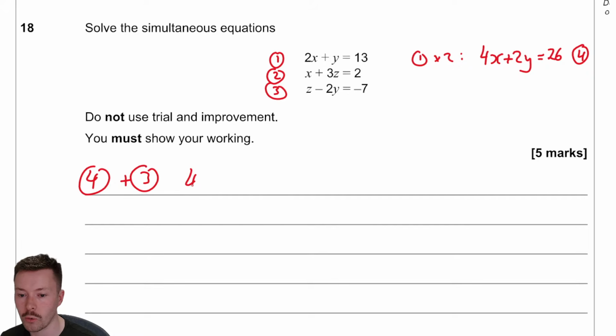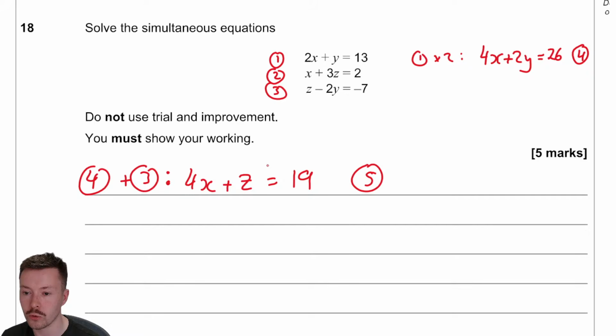So we get 4x add z. Minus 2y add 2y cancels. 26 add minus 7 is 19. And let's call that equation 5.